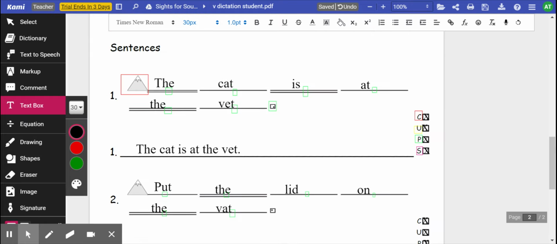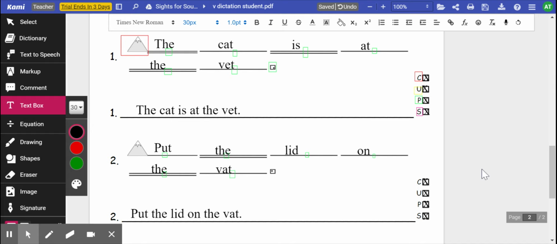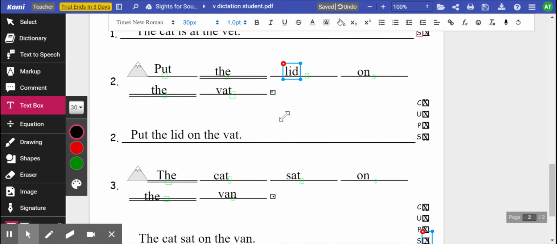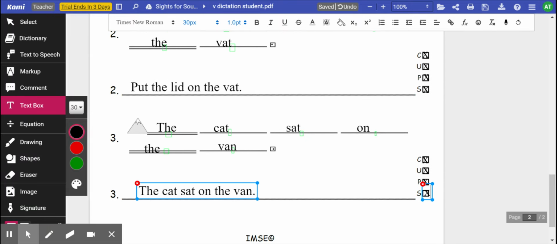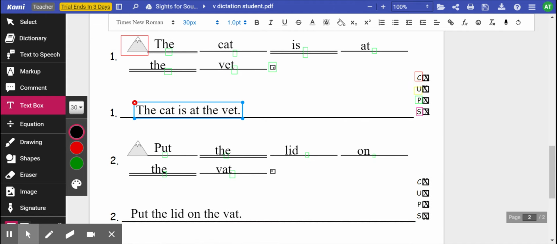Great. Now let's go back to the top, back to 1, and read each sentence. 1. The cat is at the vet. 2. Put the lid on the vat. 3. The cat sat on the van. 3. The cat sat on the van. 2. Put the lid on the vat. 1. The cat is at the vet.